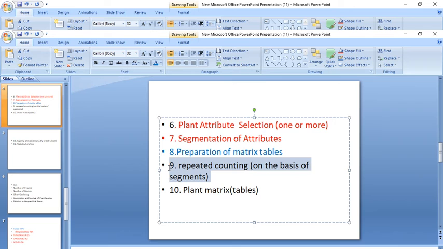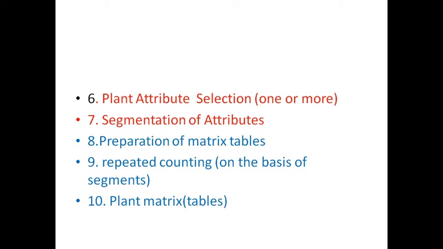On the basis of the counting of the ground reality, we can ultimately prepare the matrix table. This is our objective, to prepare the matrix table. With the help of matrix tables we can calculate the plant diversity. After preparation of the matrix table, we can go for the statistical calculation.